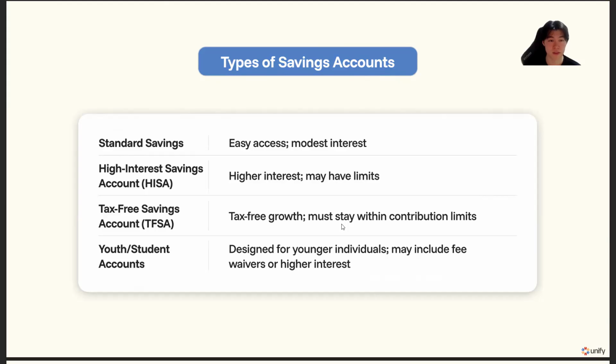Now, here are some types of saving accounts. Standard savings, which is easy to access and has modest interest. There's a high interest savings account, also known as HISA. It has a higher interest rate, but you may have limits. And next one would be the tax-free savings account, your TFSA, which allows you to have tax-free growth, however, you must stay within contribution limits. The last one would be youth/student accounts. These are designed for younger individuals, and may include fee waivers or higher interest though.